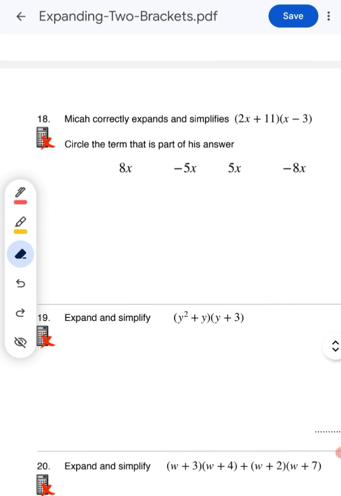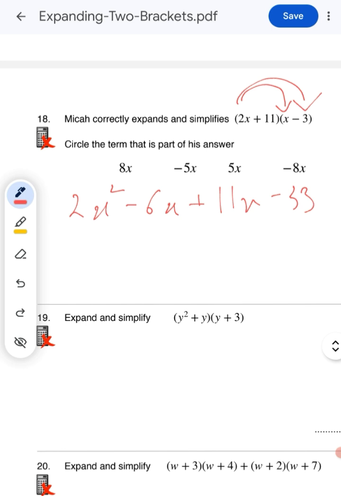So we need to do the expansion first. Let's do the expansion. 2x multiplied by x and 2x multiplied by minus 3. It makes 2x squared minus 6x plus 11x minus 33. I hope now I don't have to do every single step, right? So 2x squared plus 5x minus 33.